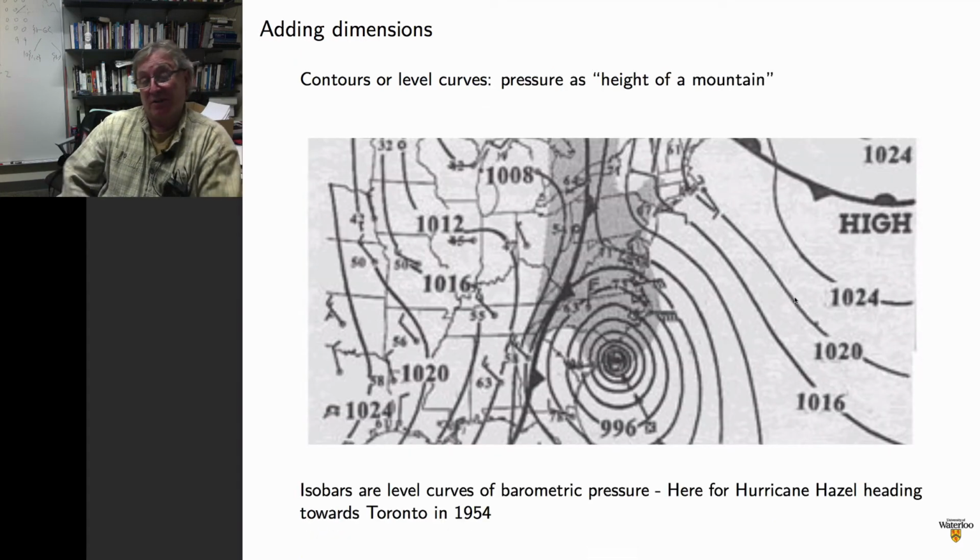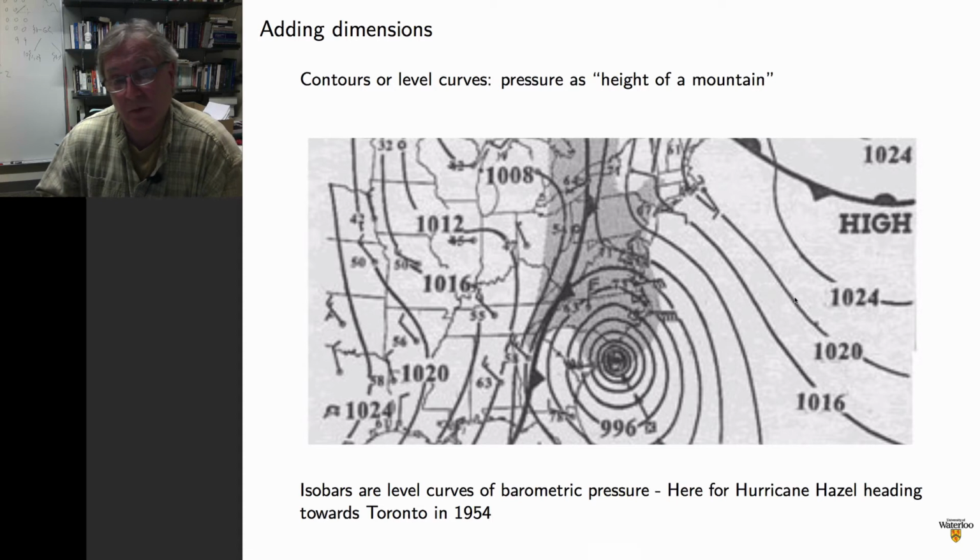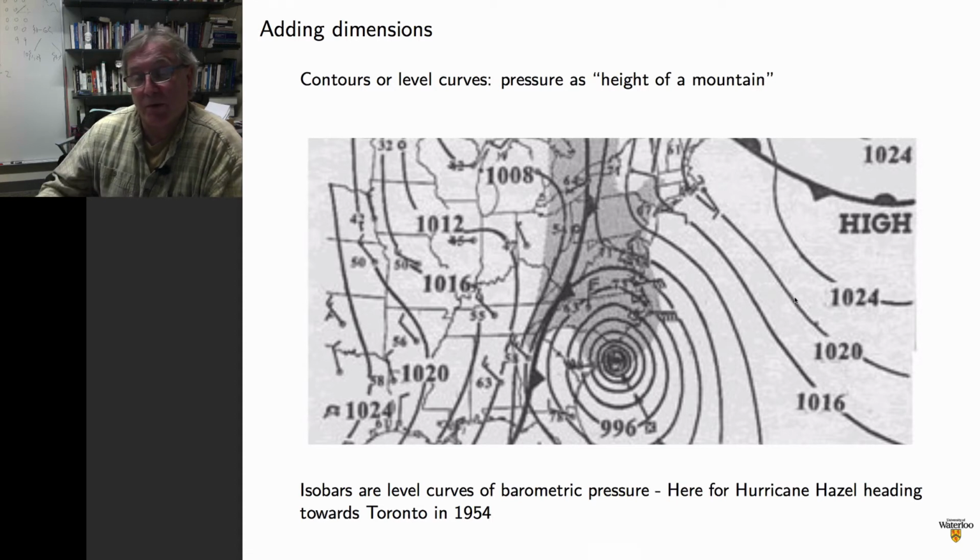And so that can be used not just for something physical, but also in weather maps. People use that for this more abstract notion, the barometric pressure. So again, we're looking at level curves here that have the same barometric pressure. These are called isobars, right? They're the same barometer reading. And looking at level curves of barometric pressure, this is for a hurricane.